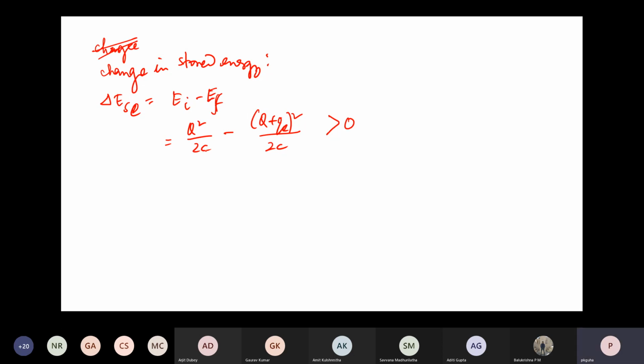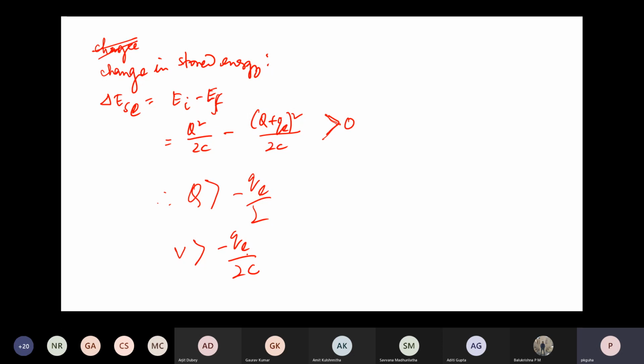Higher energy to lower energy, if it can move, then only that phenomenon will take place, right? That is from the laws of physics. So that has to be greater than 0 to make the phenomenon energetically favorable. If you simplify it, you will see that Q will be greater than minus Q_E over 2. So that is the condition for tunneling to occur. The corresponding voltage should be greater than minus Q_E over 2C.